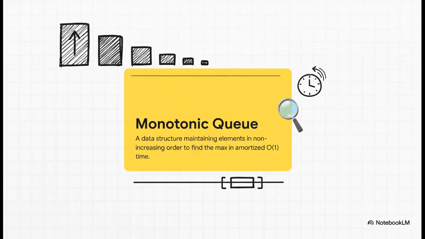Okay, so let's get a little more technical. A monotonic queue is a special kind of queue that keeps all of its elements in a specific sorted order. For our problem, that means it keeps them sorted from biggest to smallest. And because it does this, we can find the maximum element, the champion, instantly. We just have to peek at the person at the very front of the line.